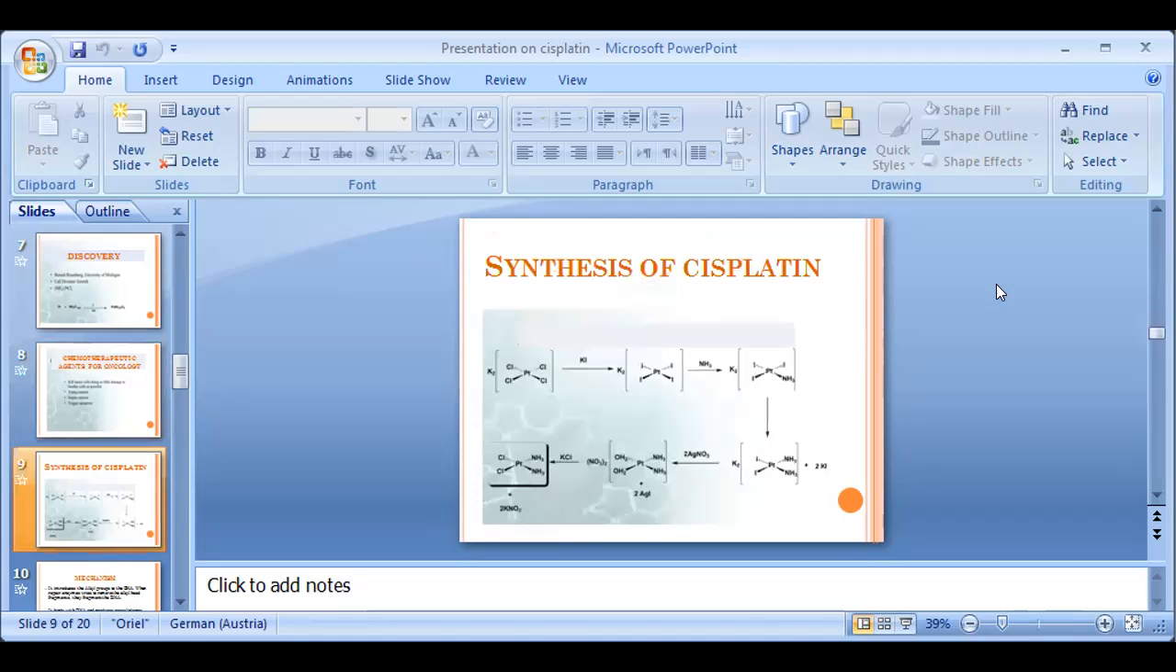Here we can see the synthesis of cisplatin. Potassium tetrachloroplatinate is reacted with excess of potassium iodide. The tetraiodide form is reacted with ammonia to form a yellow compound. Insoluble silver iodide is precipitated; the yellow compound is treated with silver nitrate in water. Addition of potassium chloride gives the final product, cisplatin.